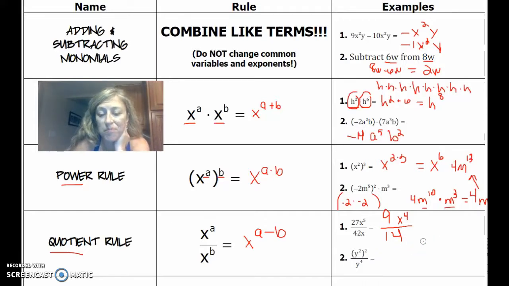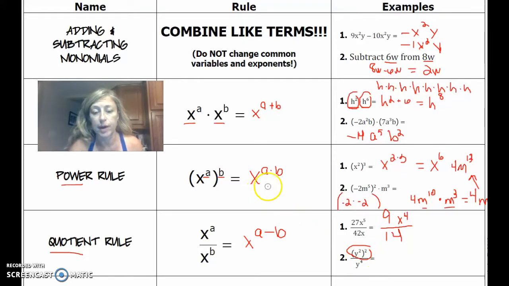Okay. Number 2, if you notice, look at this. I have a rule within a rule. We just learned about this. This is the power rule. Remember what we said, if it's a power to a power, you add the exponents. So I have y to the 4th power over y to the 4th power. Ooh, I like it. Can you see that it's a 4?